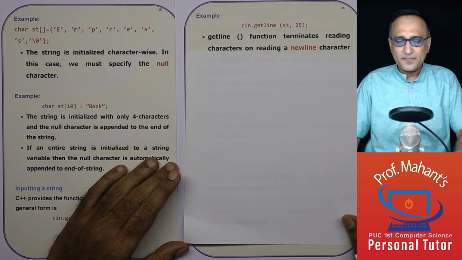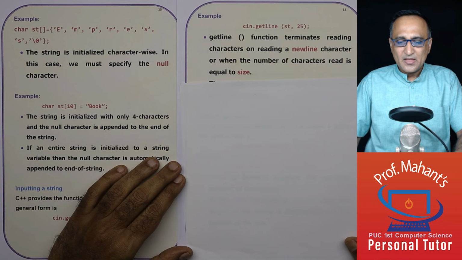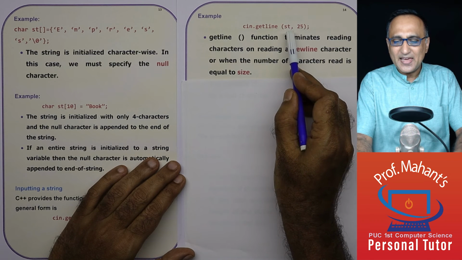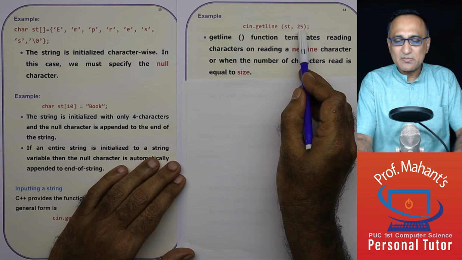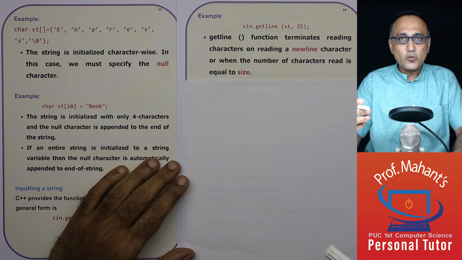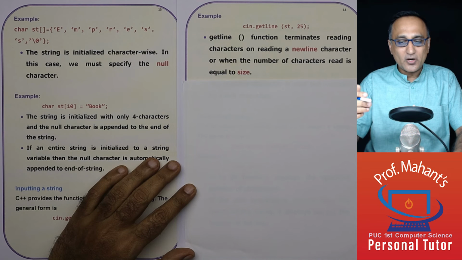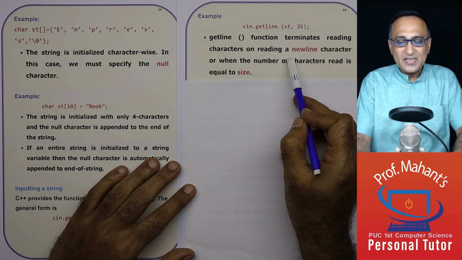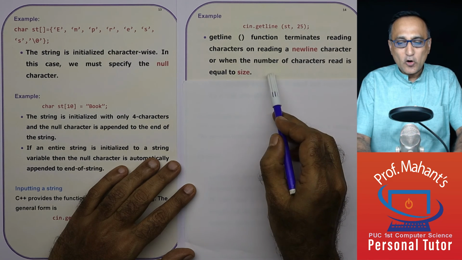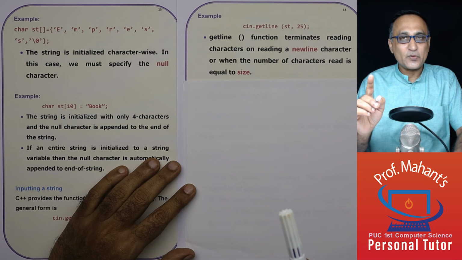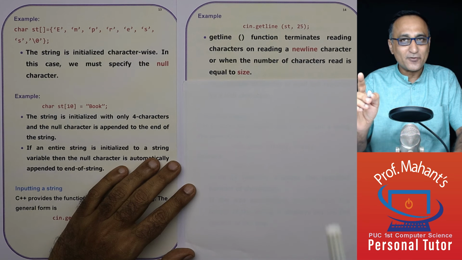So take a look here. What I am doing is using cin.getline(st, 25). I have an array st which can store a maximum of 25 characters. So the cin.getline function allows you to enter 25 characters or until you press the enter, new line or return key. So it stops reading when you hit the enter key or when it reaches 25 characters, or rather one less than 25, because one position is left for the null.